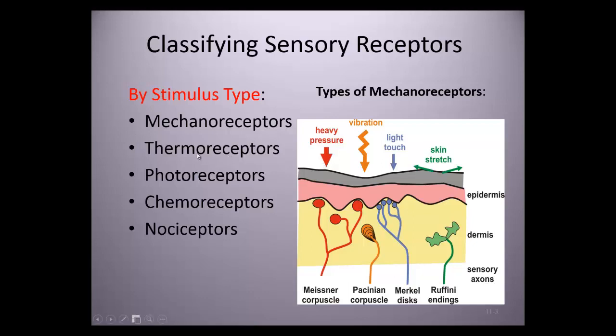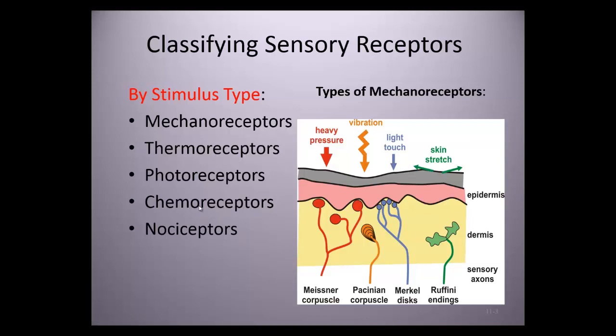Then there are thermoreceptors. Thermoreceptors respond to changes in temperature. We know that we have thermoreceptors in the skin that help to regulate body temperature. Photoreceptors respond to light, so we would expect to see those in the retina, that nervous layer on the inside of the eye. Chemoreceptors respond to chemicals in the blood, or it might be chemicals in the interstitial fluid, or chemicals that are dissolved in our saliva to give us our sense of taste, or dissolved in the mucous membrane in our nasal cavity to give us a sense of smell. Those are examples of chemoreceptors.